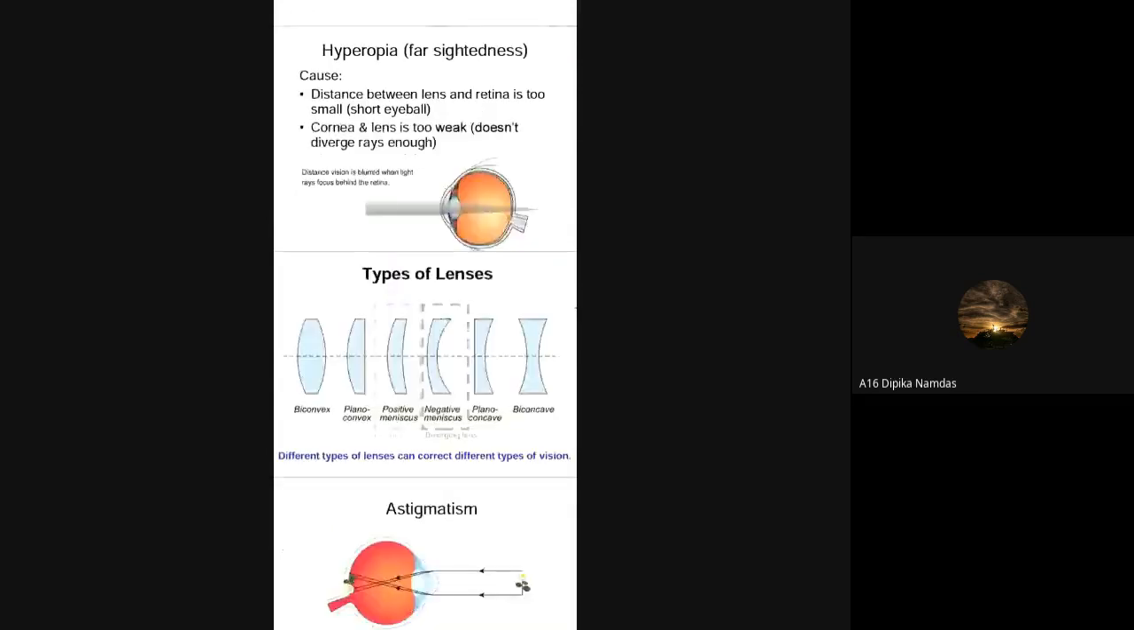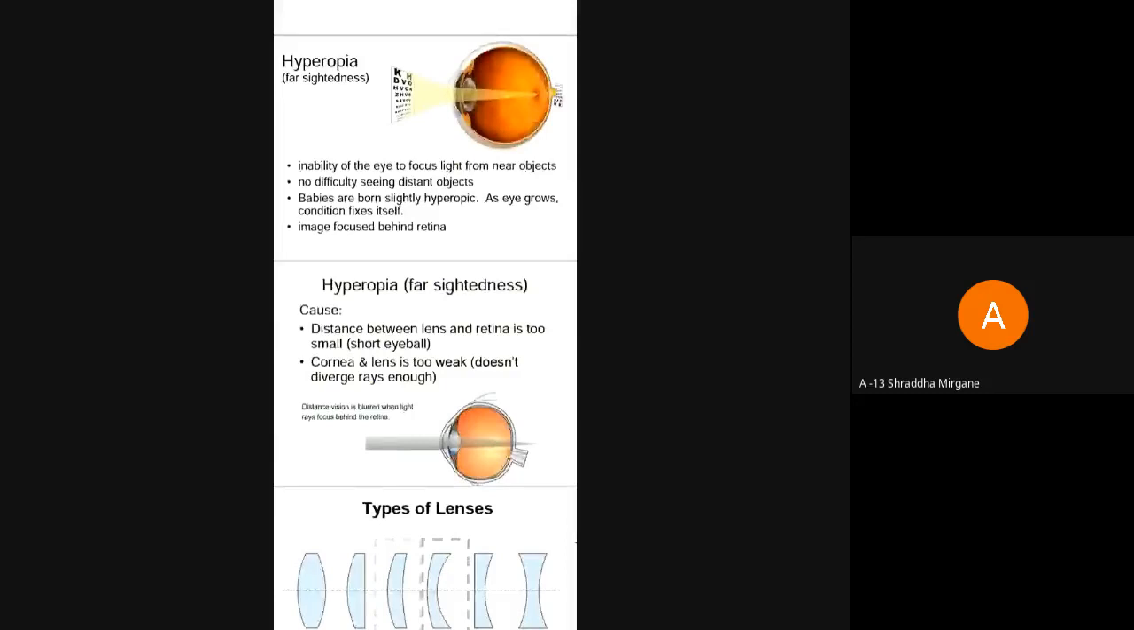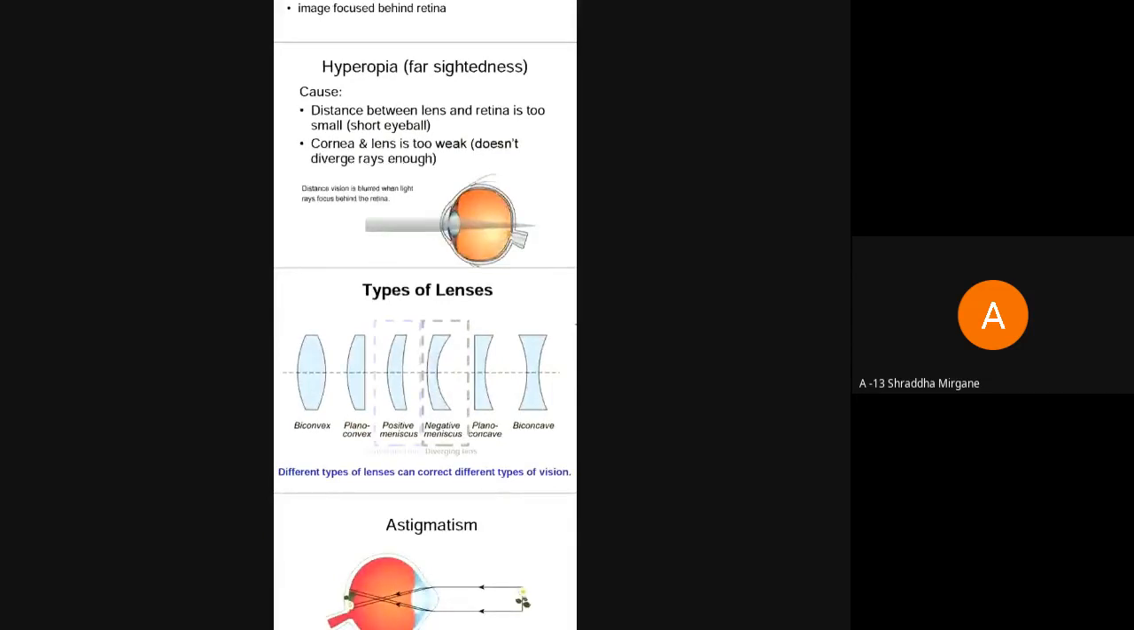Okay, so to overcome this type of problem, we can use different types of lenses. That means we use spectacles, and the lenses in the specs may be biconvex or plano-convex. The numbers of our lenses may be positive and may be negative, right? So by using these types of lenses, we can overcome this type of problem, whether it is nearsightedness or farsightedness.